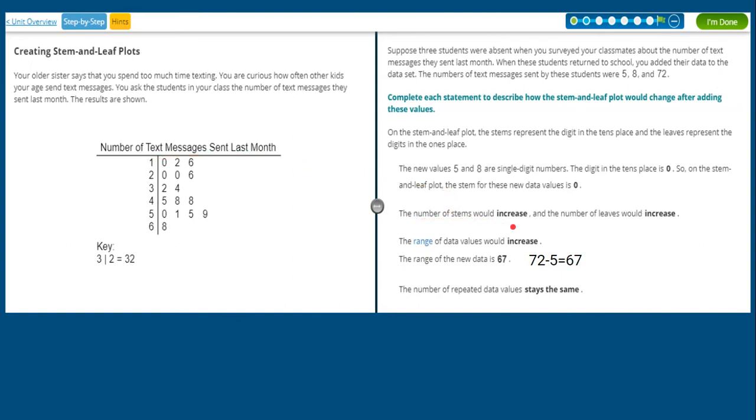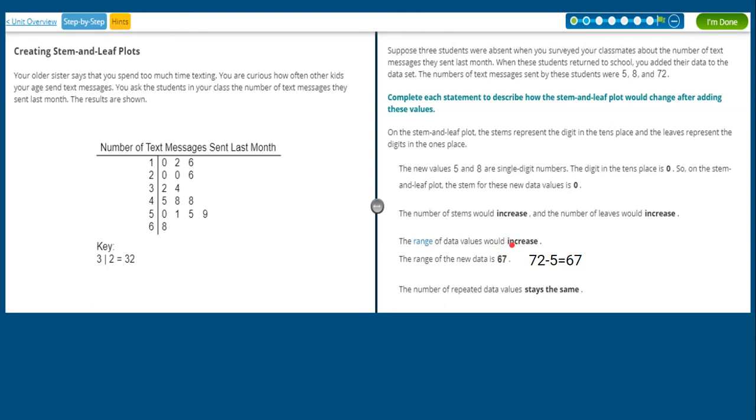So it says the number of stems would increase. So right now I've got the stems of 1, 2, 3, 4, 5, and 6. But like I said, you would shift all of that down and put a 0 in it right here. So that means the stems would go from 6 stems to 7 stems. So the stems would increase. And then the number of leaves would also increase because I would have to put a 5 and an 8 in the stem and leaf plot.